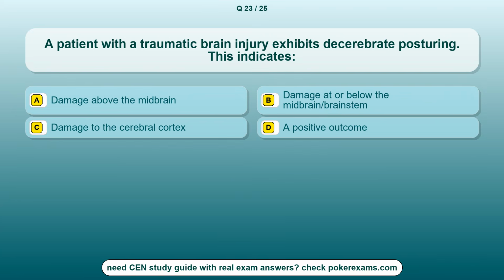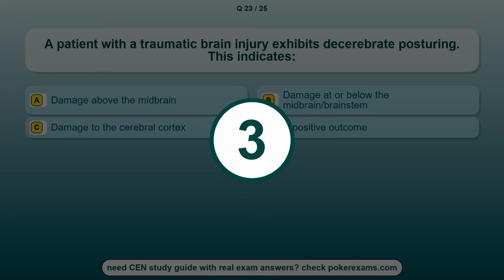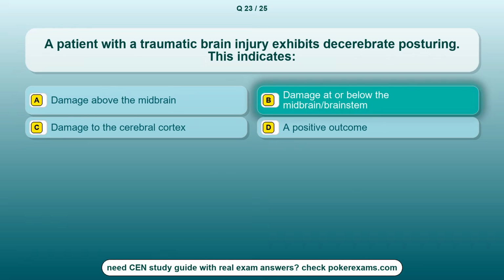Question 23. A patient with a traumatic brain injury exhibits decerebrate posturing. This indicates option A, damage above the midbrain. Option B, damage at or below the midbrain/brainstem. Option C, damage to the cerebral cortex. Option D, a positive outcome. The correct answer is option B, damage at or below the midbrain/brainstem.